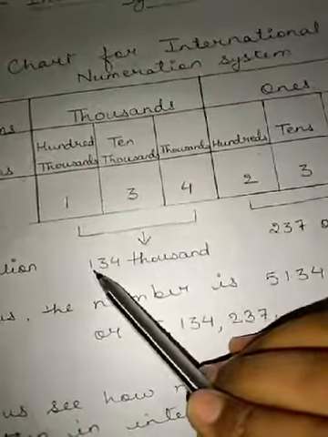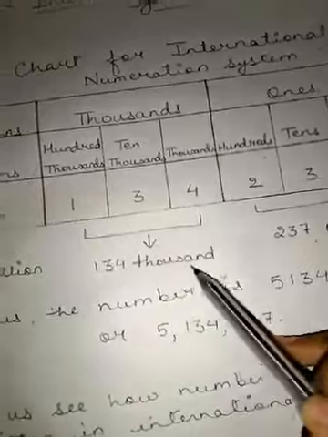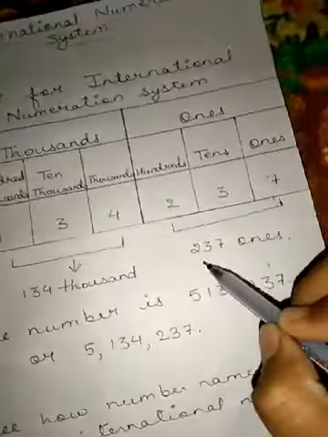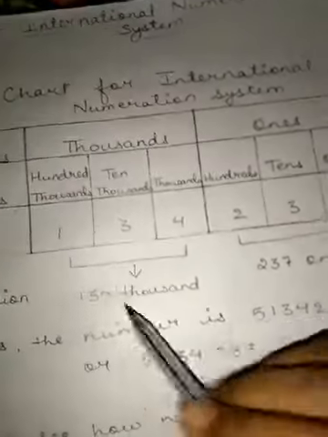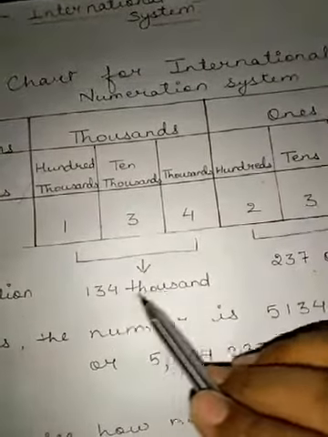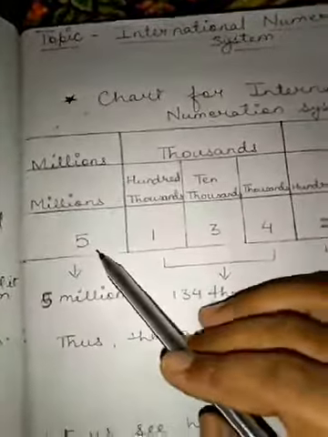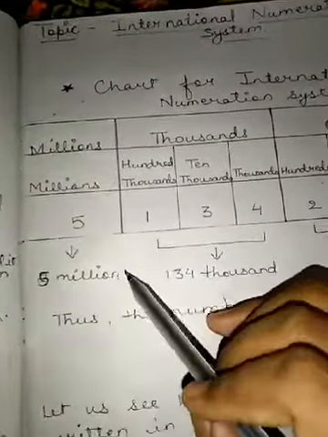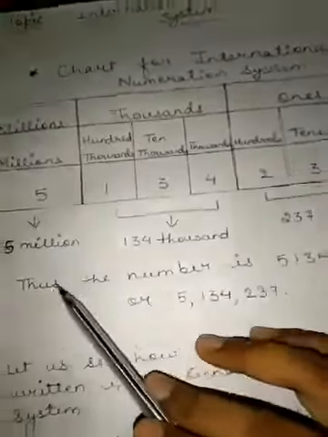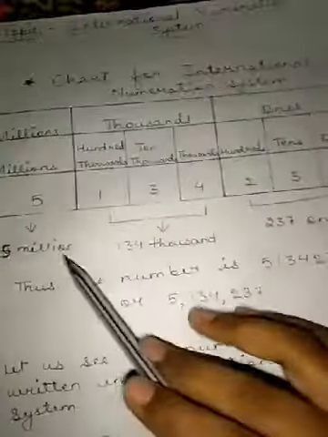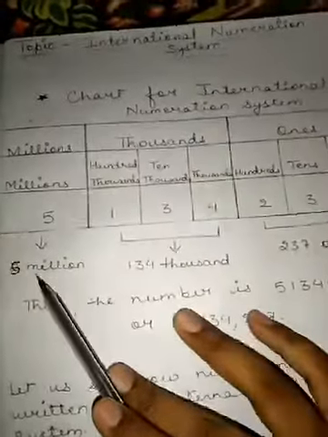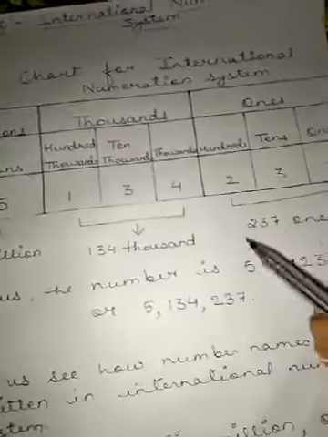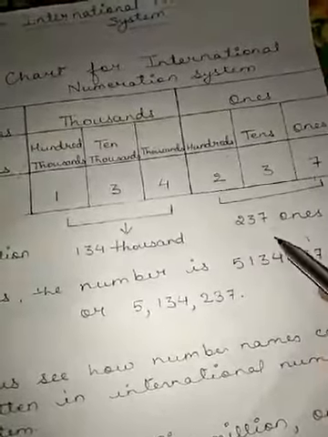So we will write here 134,000. This one is 237. Now 5 is given in the period of millions, so we will write here 5 million. Thus, what is the number? The number is 5, 1, 3, 4, 2, 3, and 7.